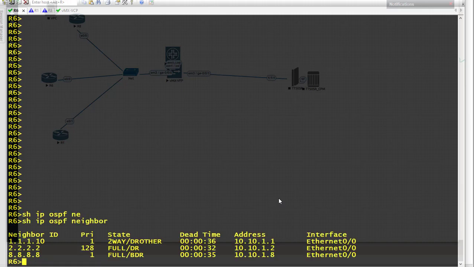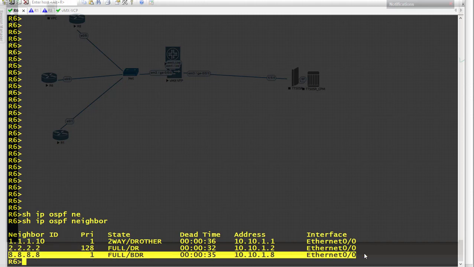Show ip ospf neighbor. So now Juniper R2 is my DR, R8 is my BDR. Why? Because after selecting the DR with the highest priority 128, now all three routers participate for BDR, all having the same priority of one. So what will they choose? They will choose the router with the highest router ID, which is 8.8.8.8. So R8 is my BDR. That is how DR/BDR will work, and that is how DR/BDR will be elected.